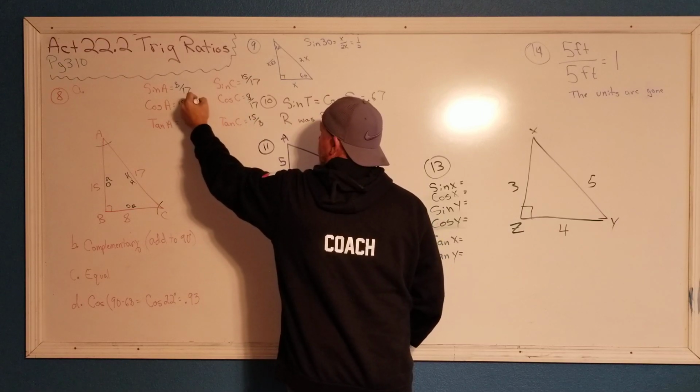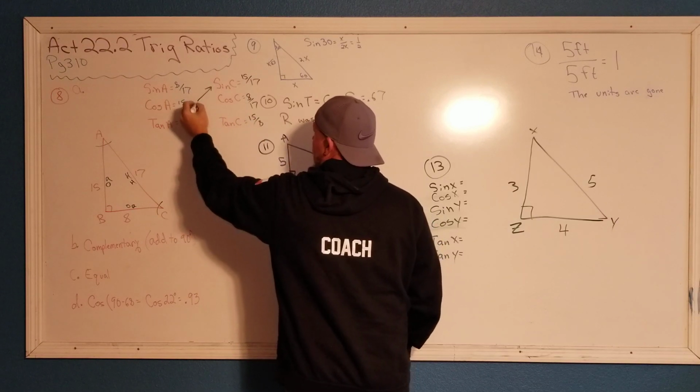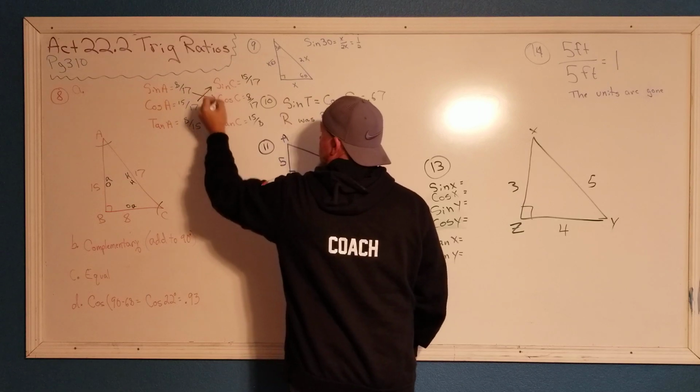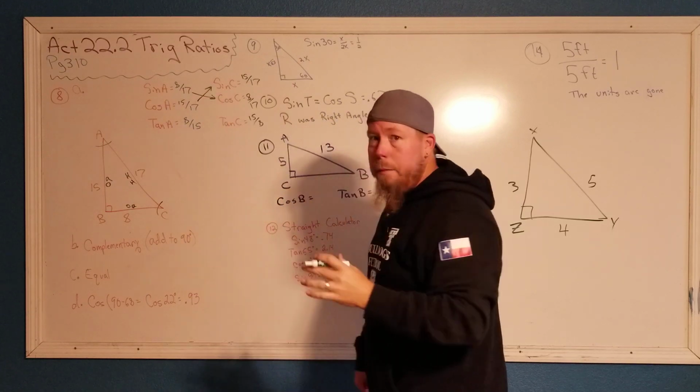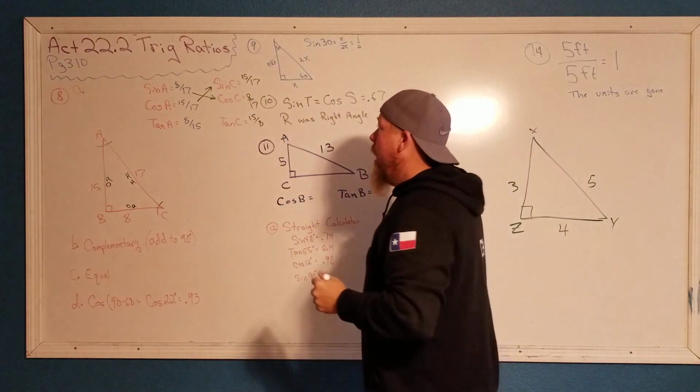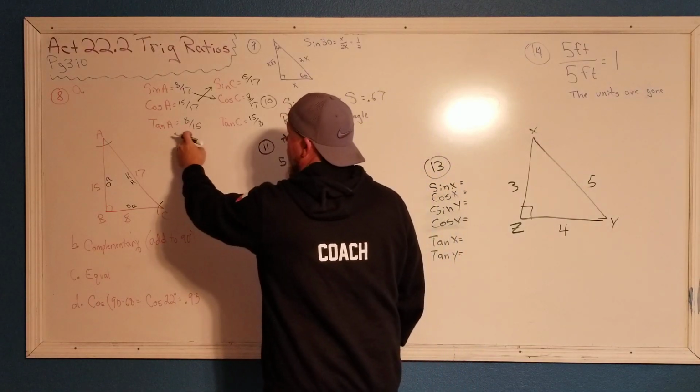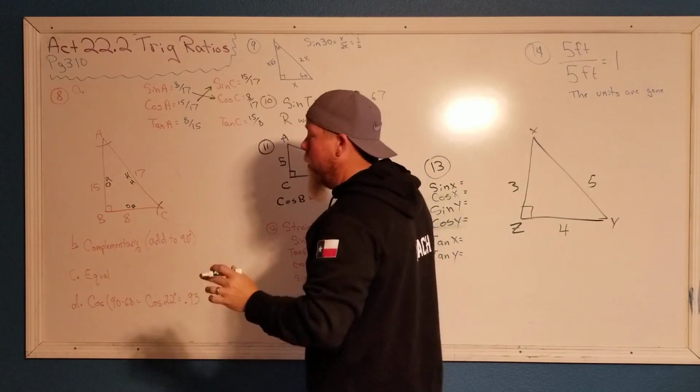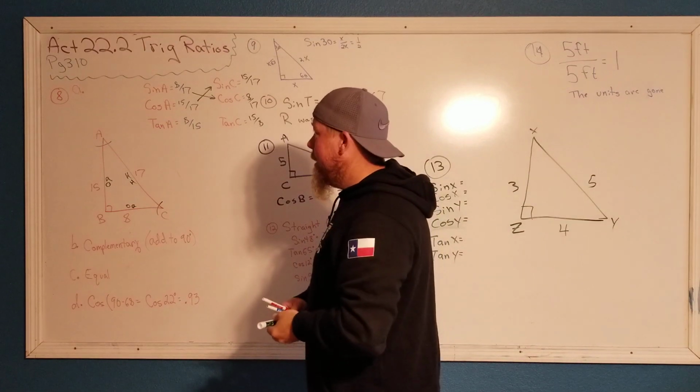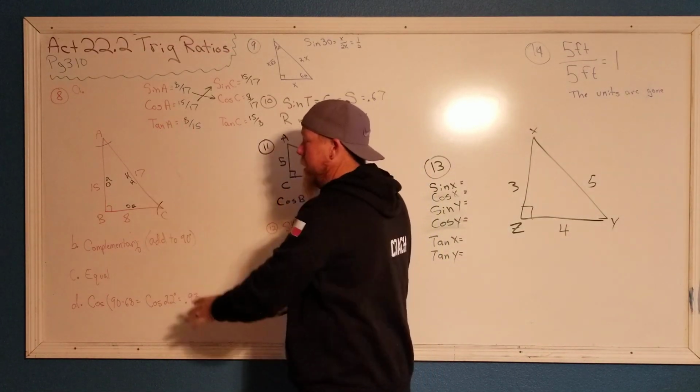Reminder that the cosine is going to equal the sine. The sine is going to equal the cosine when you're looking at complements, when you're looking at angles that add to 90. And then the tangents are simply going to be flipped. So 8 over 15 versus 15 over 8. That's always going to be true. Okay? And that's exactly what they ask you about in the rest of question 8.